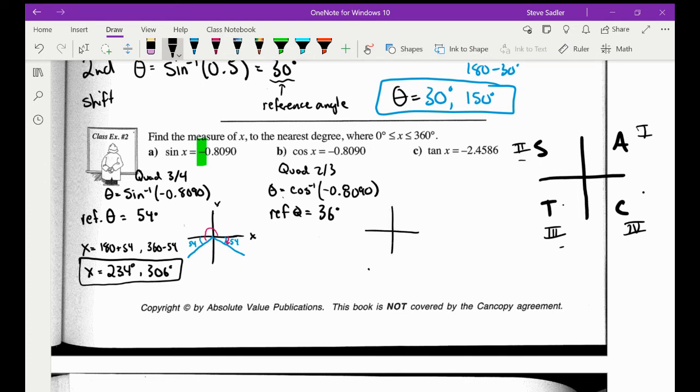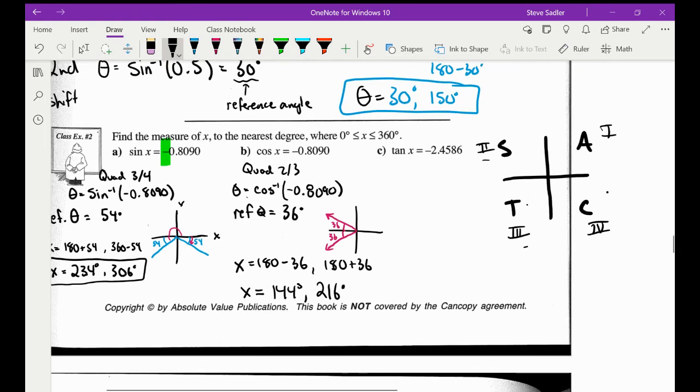So a quick little drawing here. 36. The reference angle in quadrant 2 is from the nearest x, so it's going to be right there for 36. And in quadrant 3, it's the nearest x-axis, which is right there for 36. So the answer in this case is going to be 180 minus 36 and 180 plus 36. So we get 144 and 216.